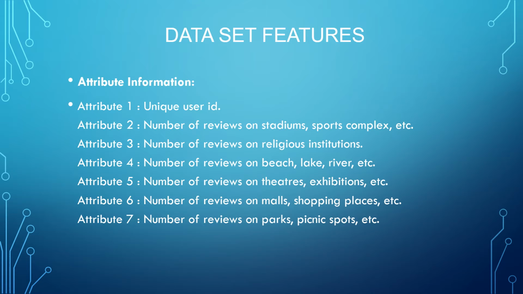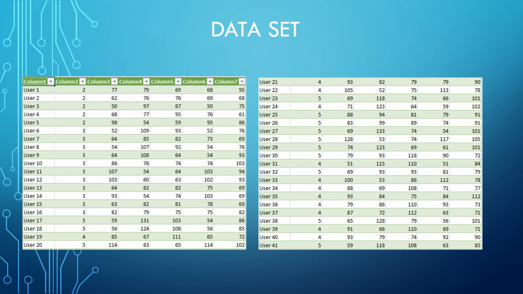Dataset features. Attribute information. Attribute 1. Unique user ID. Attribute 2. Number of reviews on stadium sport complex. Attribute 3. Number of reviews on religious institutions. Attribute 4. Number of reviews on beach, lake, river. Attribute 5. Number of reviews on theaters, exhibitions. Attribute 6. Number of reviews on malls, shopping places. Attribute 7. Number of reviews on park, picnic spots. It's an instance of my dataset.